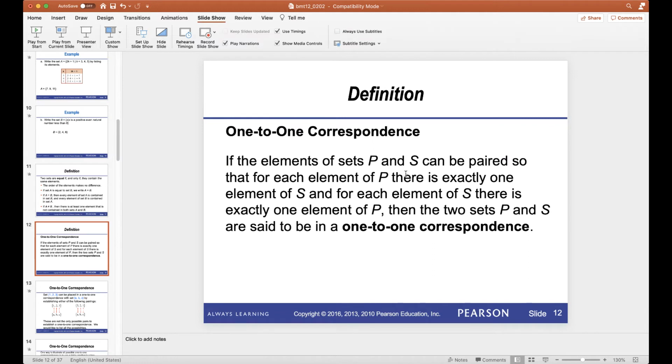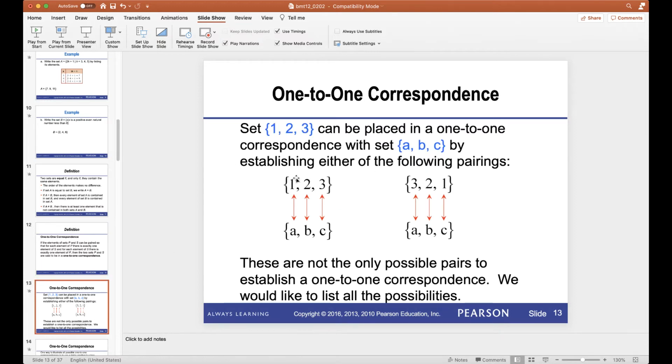Now, a one-to-one correspondence means basically that you can pair it up from one to another. So if the elements of sets P and S can be paired so that for each element of P there's exactly one element of S, and for each element of S there is exactly one element of P, then the two sets are showing a one-to-one correspondence. All right, so it looks something like this.